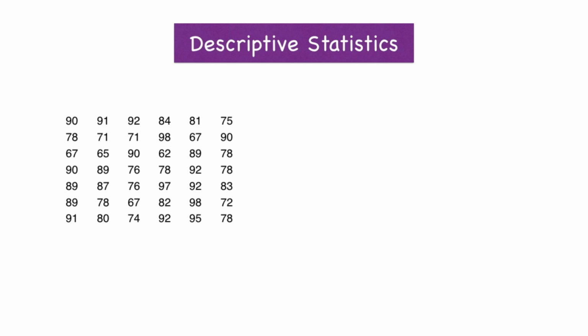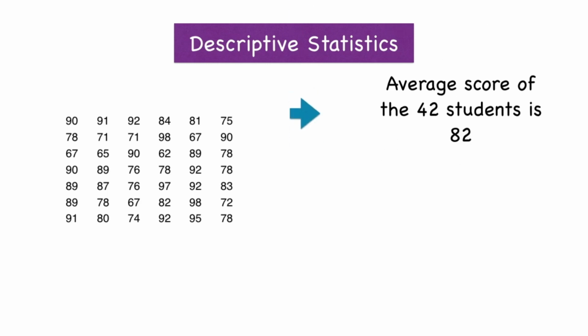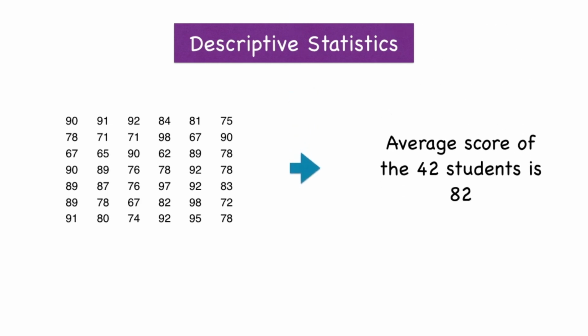Let me show you an example. Suppose I'm showing you these numbers. These are the marks scored by some students in a quiz. Now, if I show you these numbers, it's going to take you some time to go through them and then to make some inference out of it. But instead, if I simply tell you that the average score of the 42 students is 82, it immediately gives you two pieces of information. One, that there are 42 students, and second, their average score is 82. Now that is meaningful information because you can use that to make decisions, to make some academic curriculum and things like that. So that's the importance of descriptive statistics.